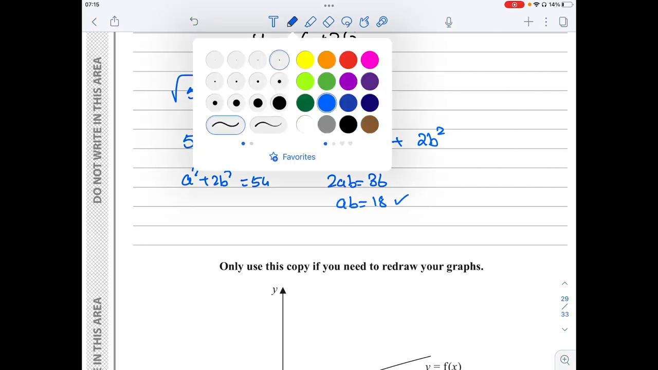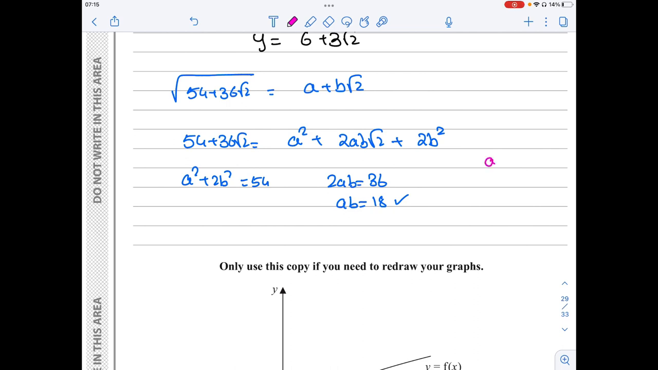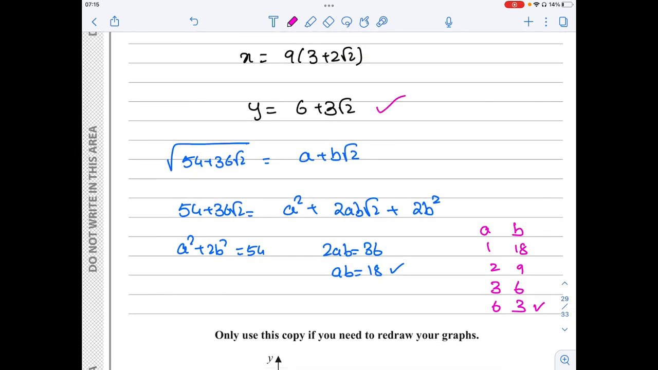So when I say that the product of two numbers is 18, for a and b, it can be 1 and 18, 2 and 9, 3 and 6. So I take 3 and 6 or 6 and 3. So 6 and 3 will be satisfying. Therefore I have taken the y value as 6 plus 3 root 2. That's going to be the easiest way to solve the question.